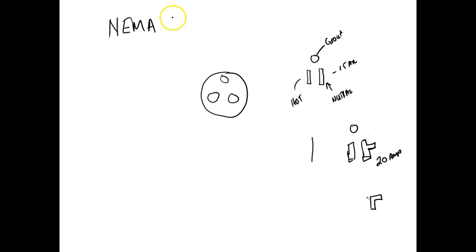So the actual plug is a NEMA 15 P, which would be the plug, and it would plug into a NEMA 15 R, which would be the receptacle. And the other one is going to be a what? It's going to be a NEMA 20 P. So this is the 20 amp plug, and then of course the receptacle will be a NEMA 20 R.